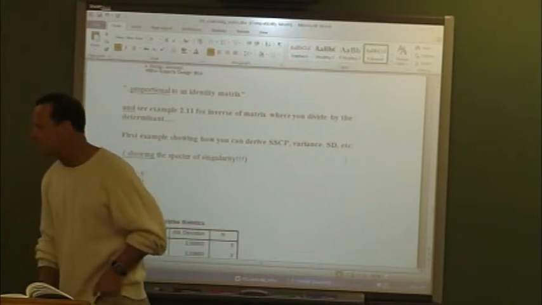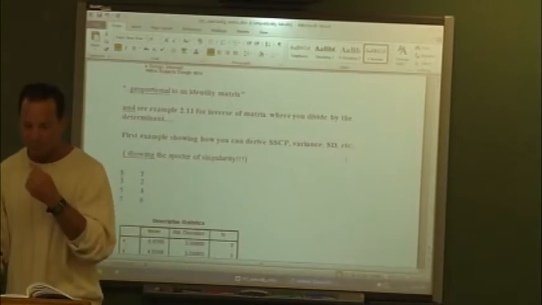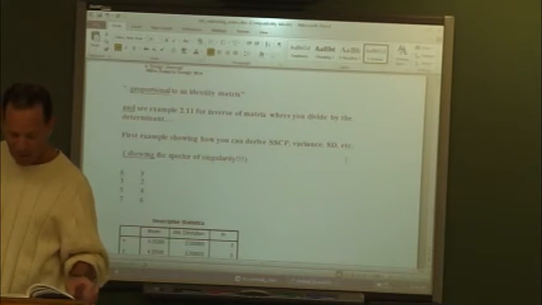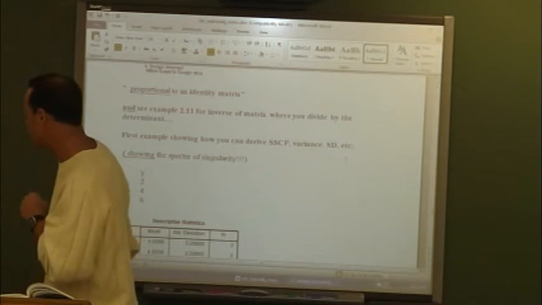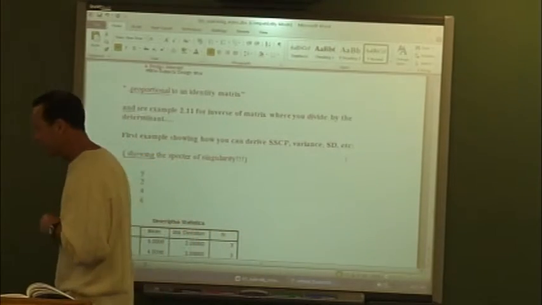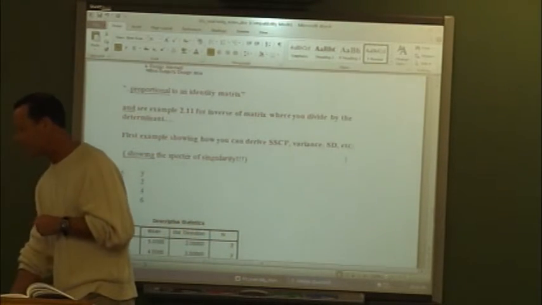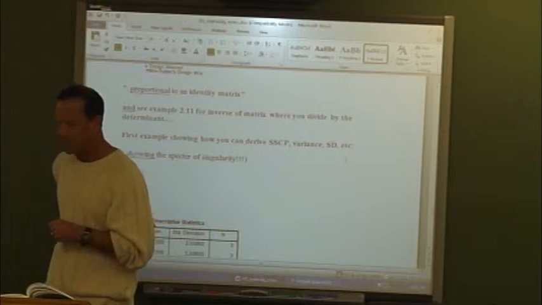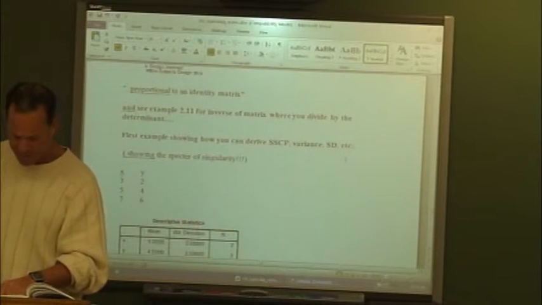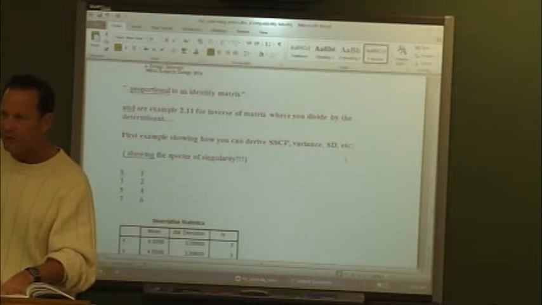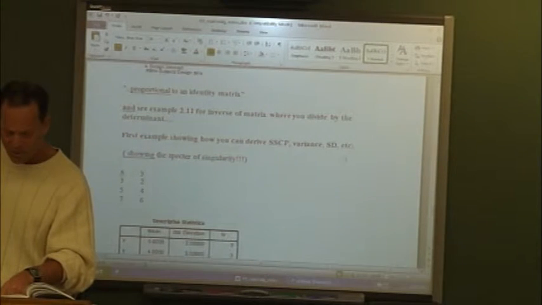So, let's see example 2.11 for an example of inverting a matrix. This will give you a good idea how you invert it. Do you see we have a 2 by 2 right there, everybody? On page 55. Do you see the 4, 2, 2, 6 on the top of page 55?